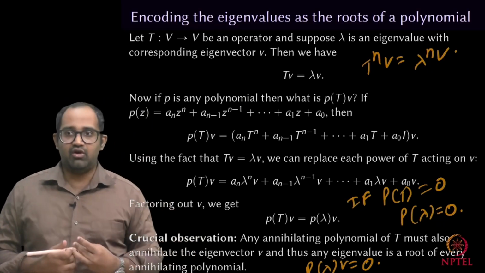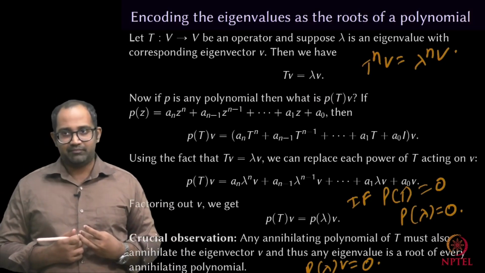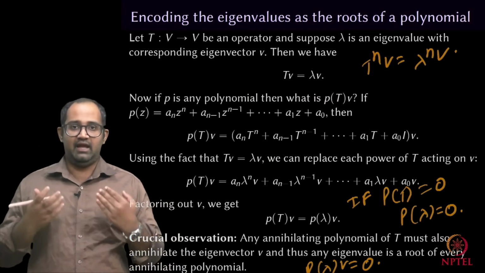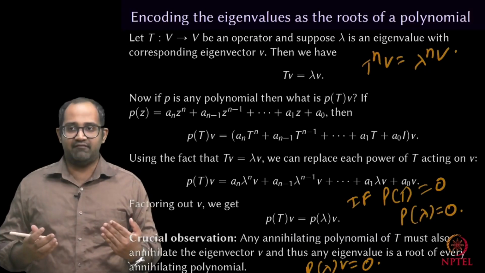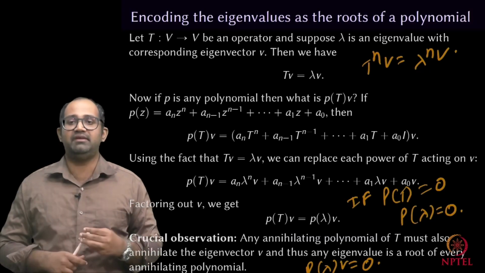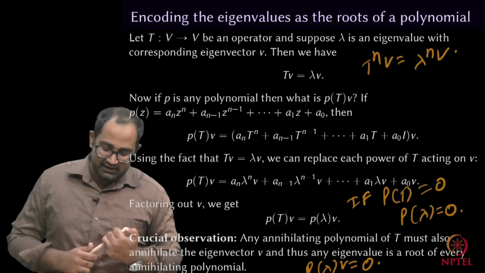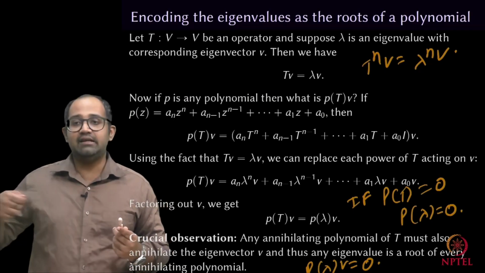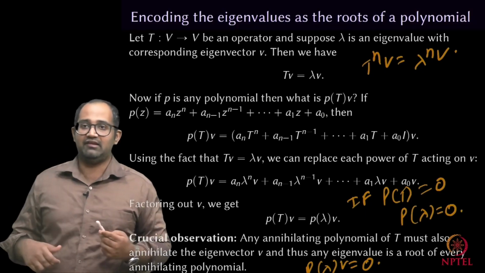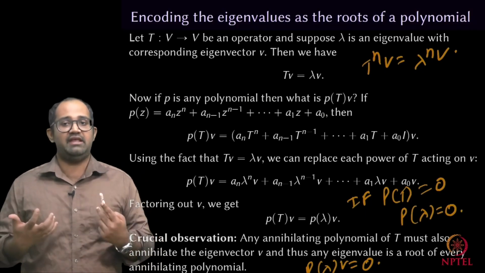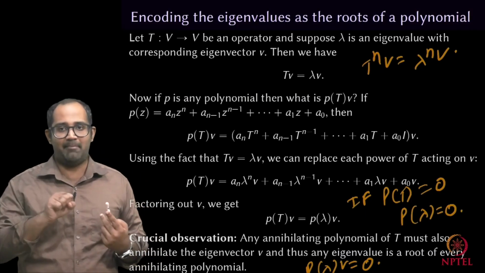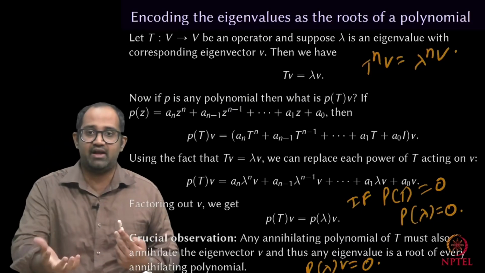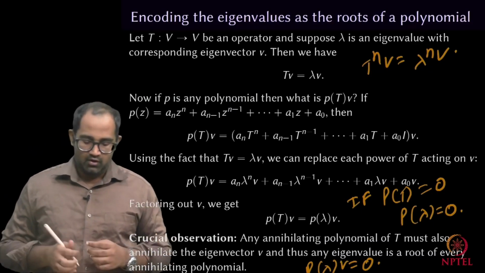If you have a polynomial which destroys T, p(T) is 0, then if λ is an eigenvalue, p(λ) has to be 0. So every single annihilating polynomial has within it, as roots, the various eigenvalues. This is what we want to grab on to. We want to figure out these eigenvalues. We want to extract them in some way.